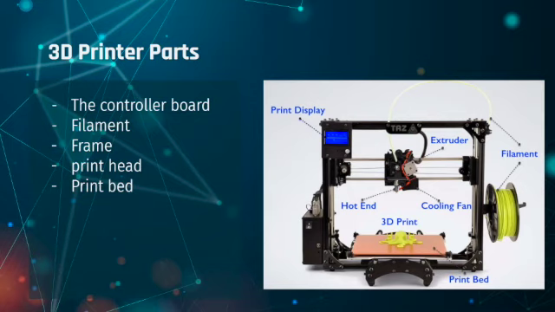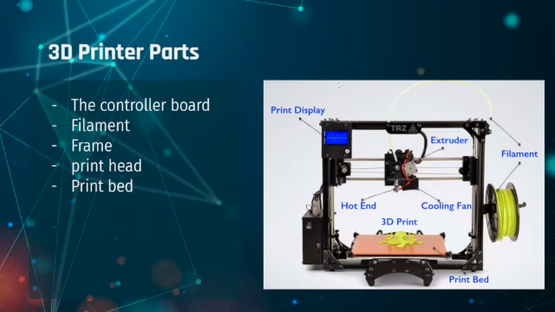Finally, the print head or the extruder is the component that turns the filament into a model. It lays down the material on the print bed at a very high temperature. It's also separated into two sections, a cold end and a hot end. The cold end clamps the filament and pushes it down to the hot end, while the hot end, which ends with a nozzle, melts the filament and deposits it onto the platform.